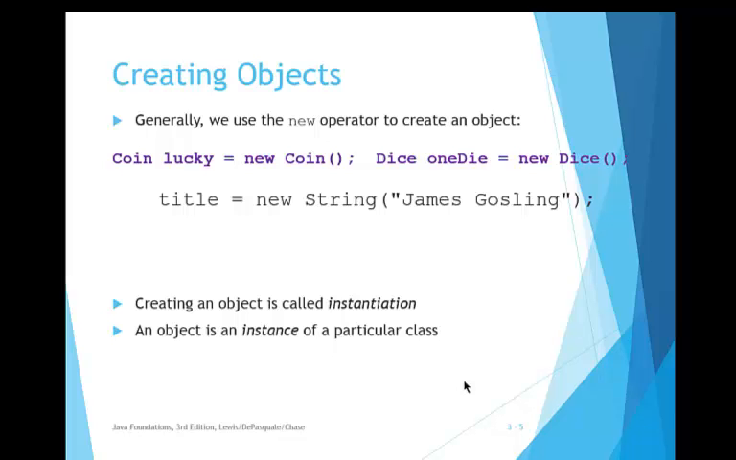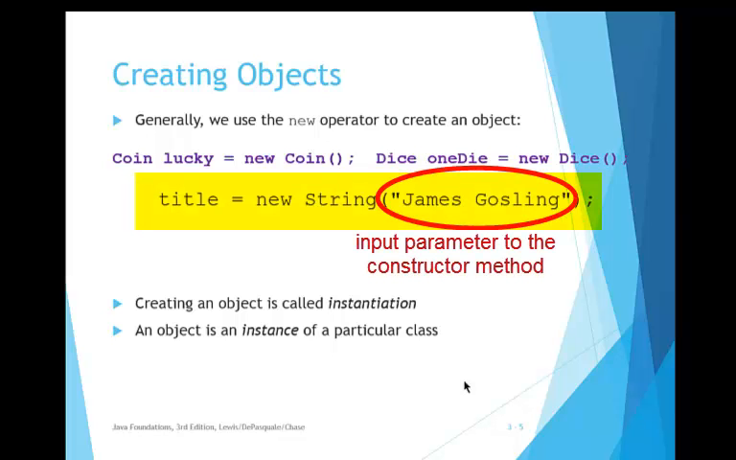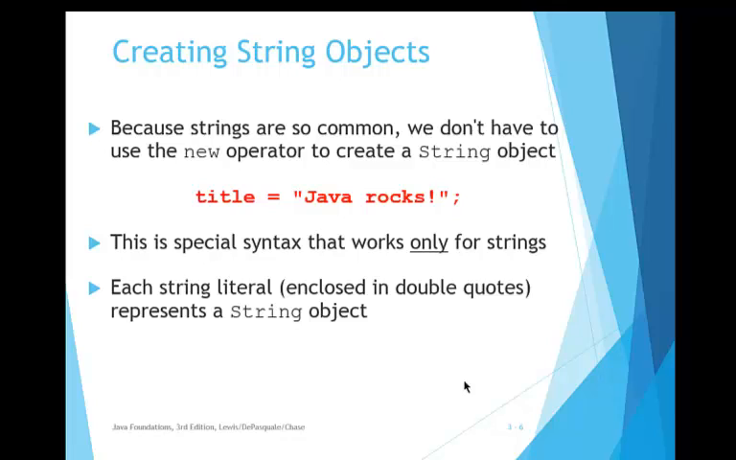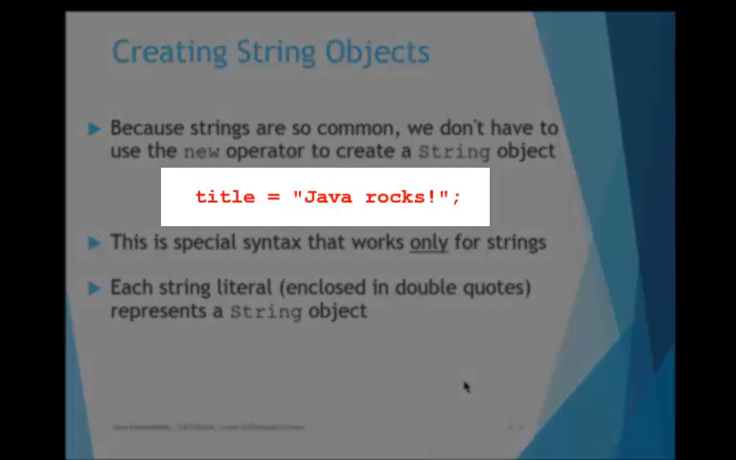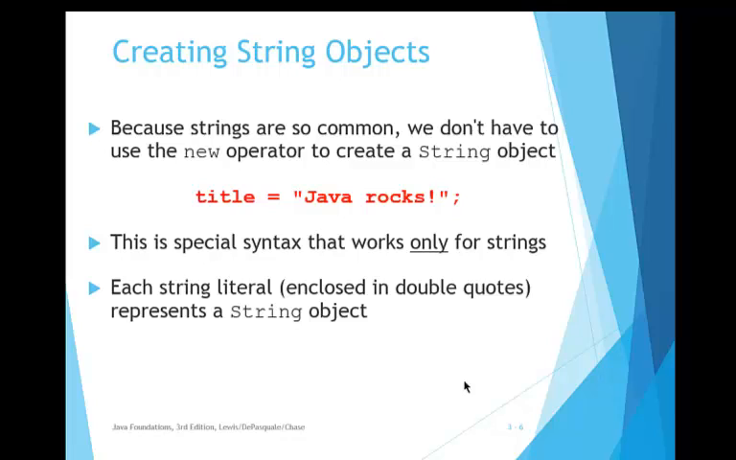Notice we do the same thing with the die object die1. And we can do the same thing with our String title equals new String with James Gosling as an input to the constructor method. Now because strings are so common in Java, remember, all input and output has to be done as a string object, Java allows us to take some shortcuts with the String class and objects that we're not allowed to take with other types of classes and objects. And the one shortcut it allows us is we don't have to always type the keyword new. And this is a special syntax that only works with the String class, not any other classes.